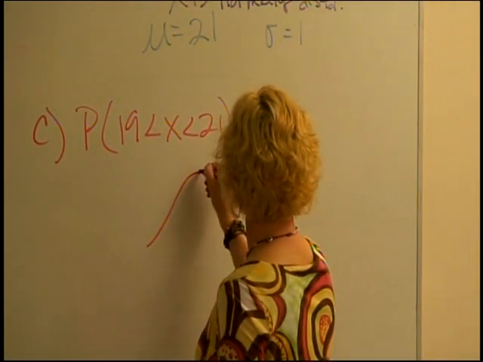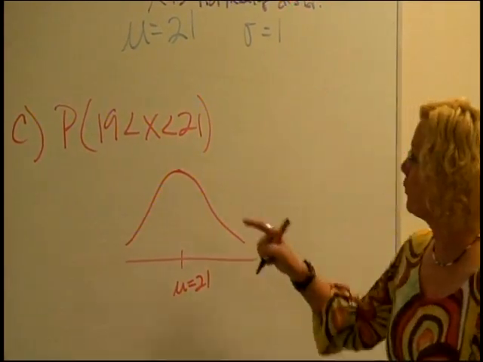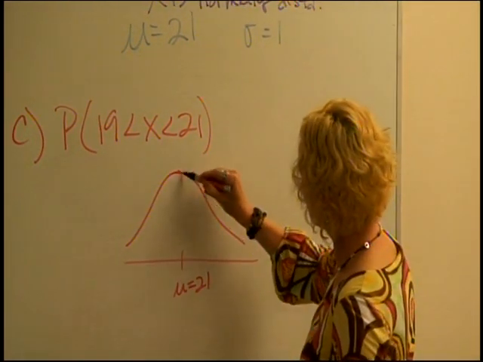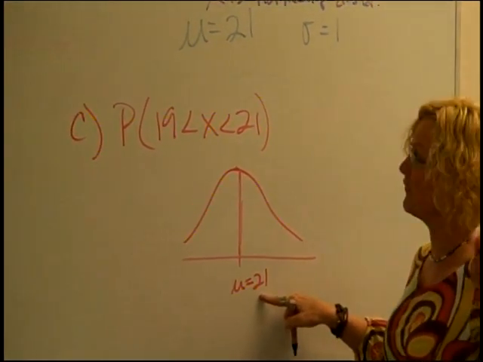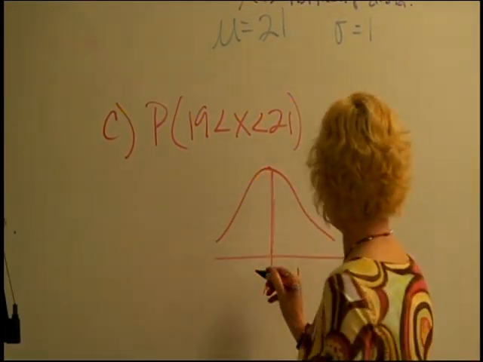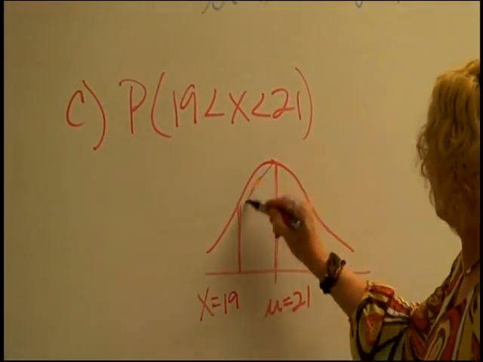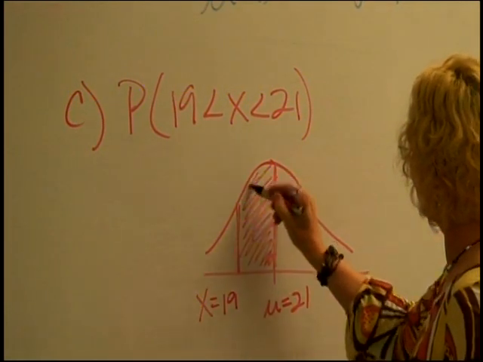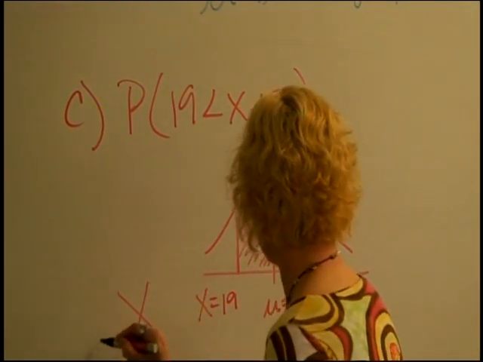Normally distributed, set up your curve, stick in your mean. 21 is at the mean, right? So that's one of our cutoff values, or X values. And then 19 is going to be below that, say down here somewhere. And we want the area in the middle, which corresponds to the probability. Does that make sense? Good. Okay, so remember this is in X.